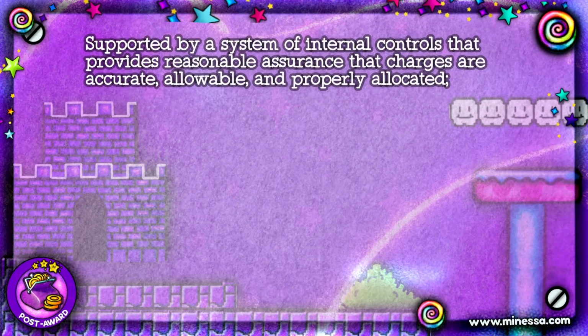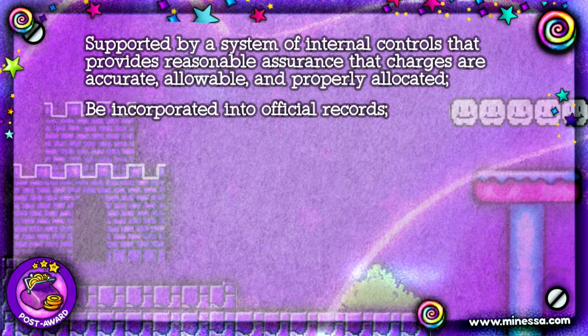They need to be supported by a system of internal controls which provides a reasonable assurance that the charges are accurate, allowable, and properly allocated. They need to be incorporated into official records.